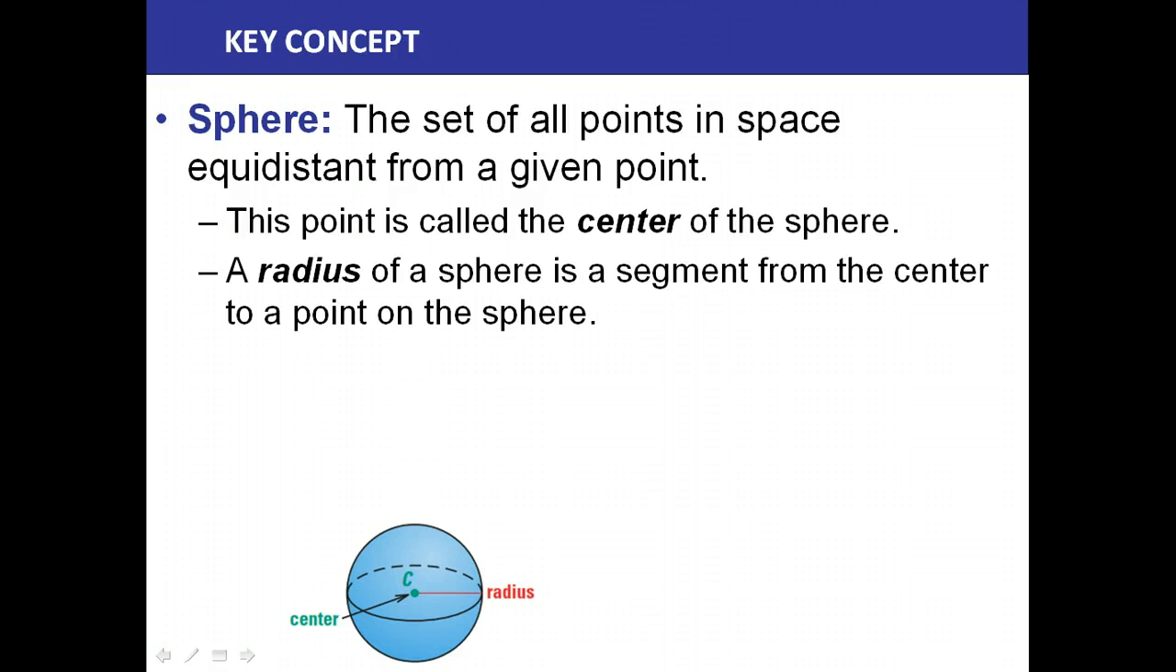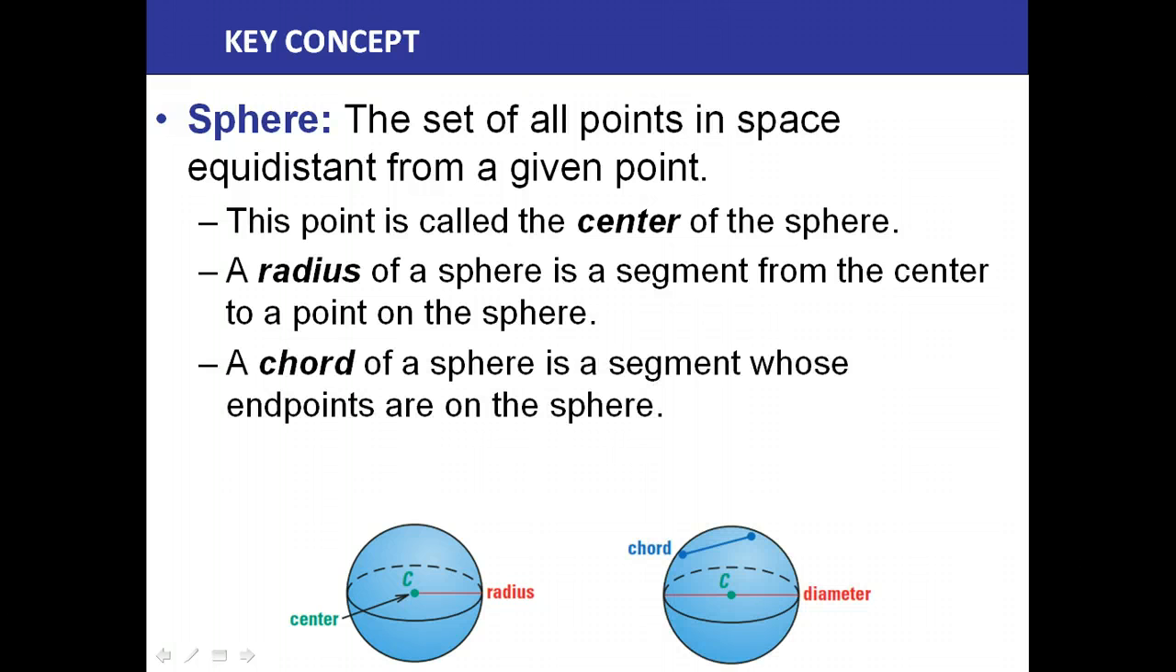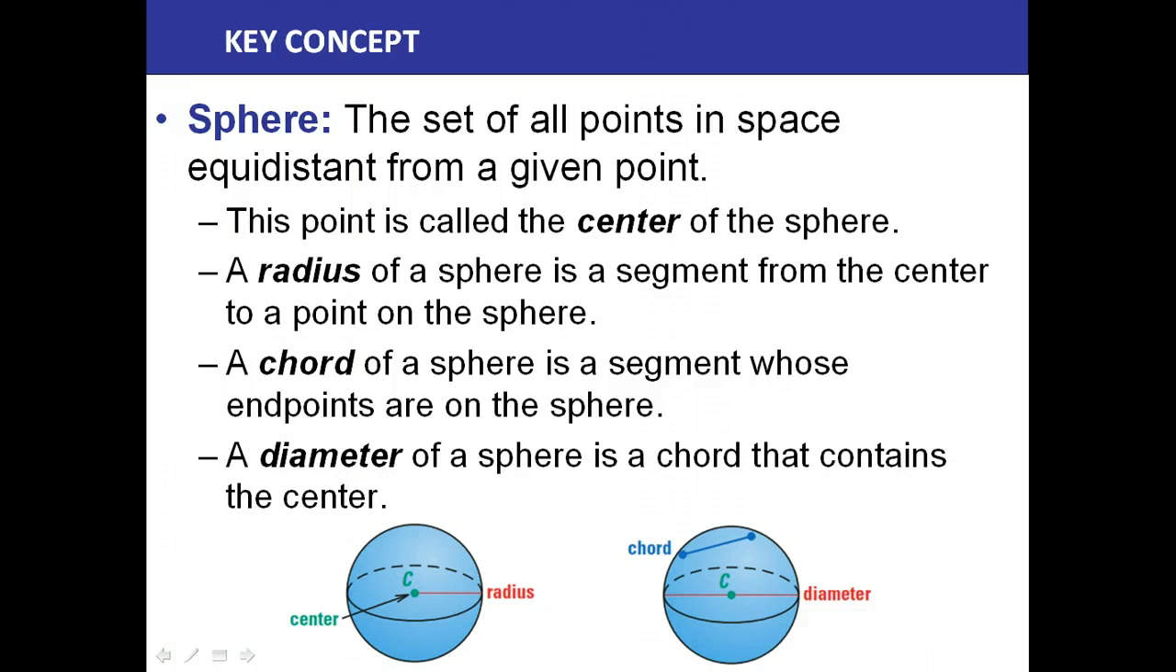The point is called the center of the sphere. The radius of a sphere is a segment from the center to a point on the sphere, just as the radius of a circle is a segment from the center to a point on the circle. A chord of a sphere is any segment whose endpoints are on the sphere, and a diameter of the sphere is a chord that goes through the center. So these definitions are very similar to definitions of a circle.